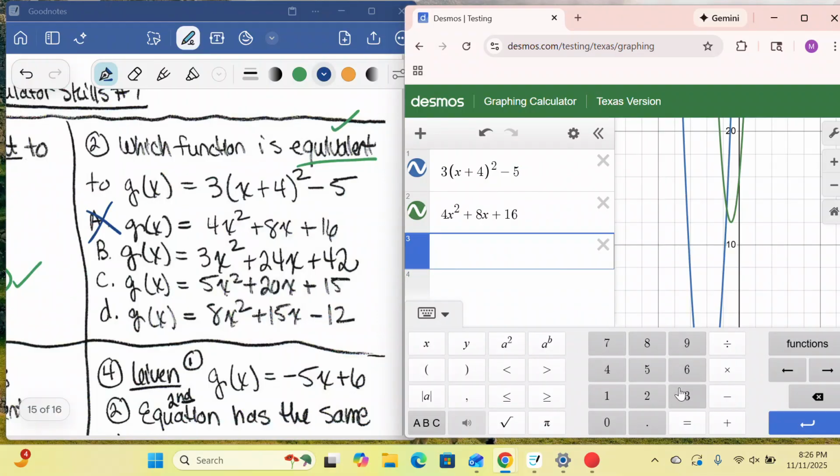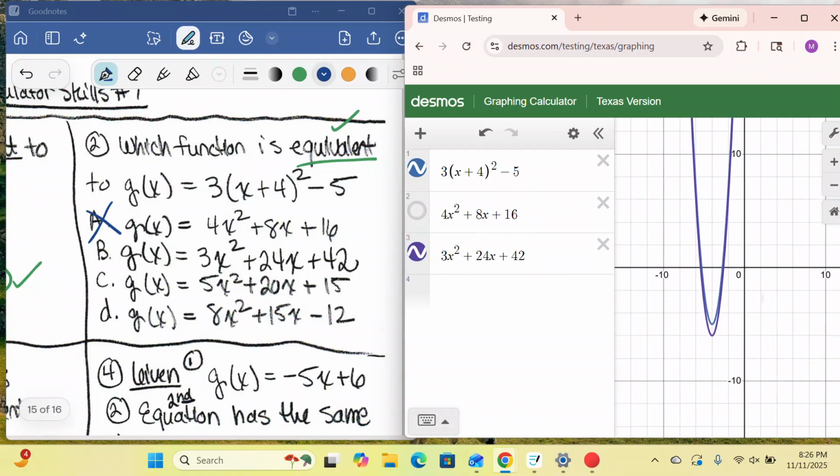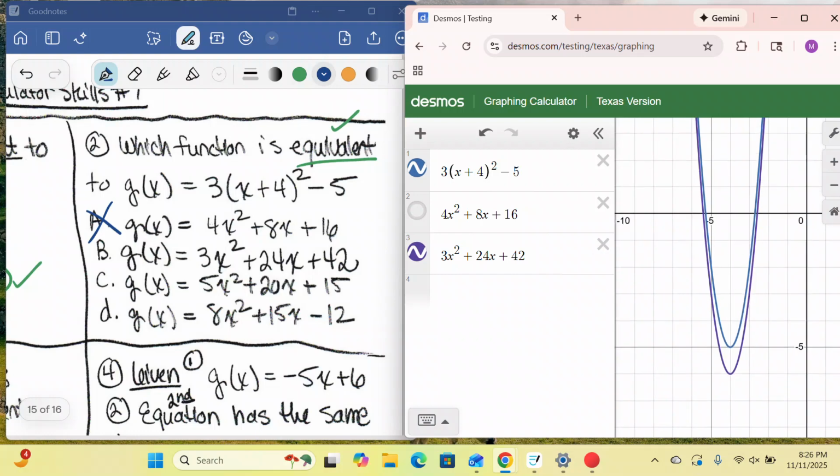So again, I'm going to input the next one. It's going to be 3x squared plus 24x plus 42. That one's not there. Okay, they're not exactly the blue one. So I'm going to take that one out. Almost the same, but if you look at it, they're not overlapping. So by looking at it, by increasing the dimensions, that one doesn't overlap with that one. So of course, this is not equivalent.